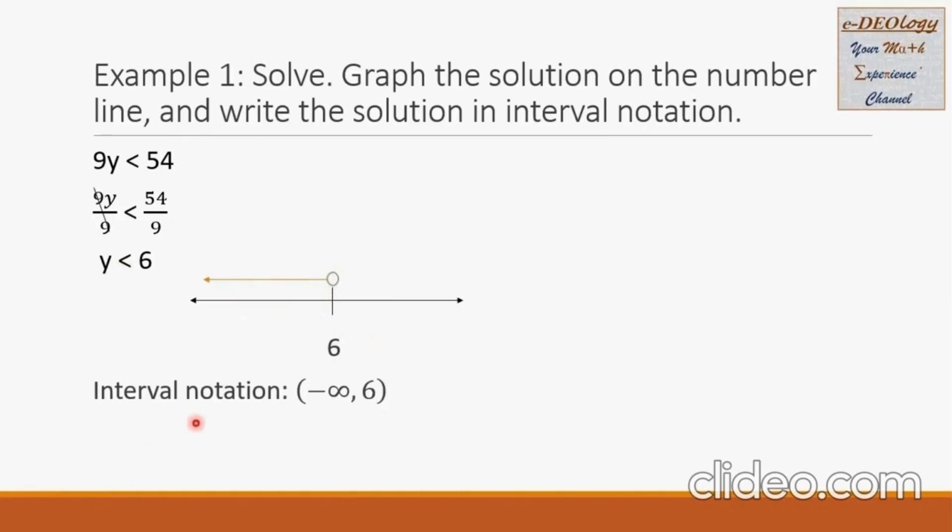For the interval notation, all the numbers on the left are coming from the negative infinity. So we put first the negative infinity. Of course, we use the parentheses every time there is infinity involved. And then comma, followed by the end number, and that is the 6. And the right parenthesis here means this number 6 is not part of the solution set. So this is now our final answer.